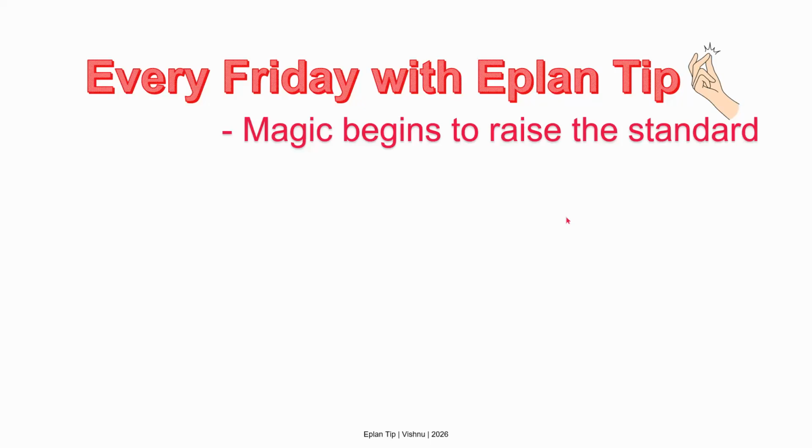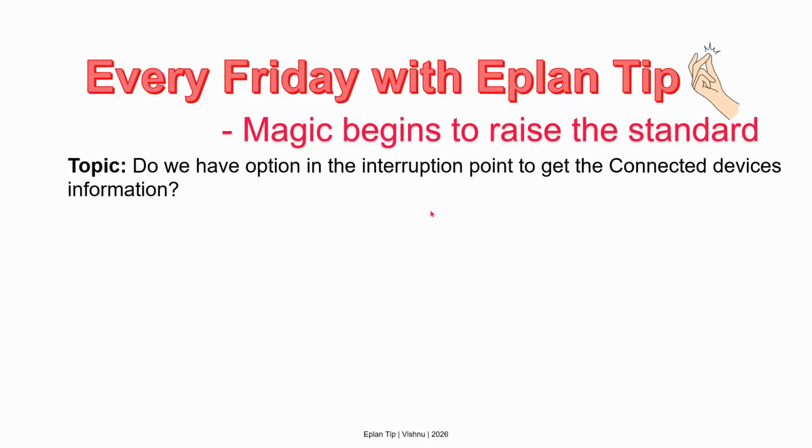So today's topic is a little interesting. When I was working on interruption points, I wondered: is it possible to get the connected device information? For example, on my particular page, from my main breaker it is going to another breaker. Is it possible to get that information in the interruption point?